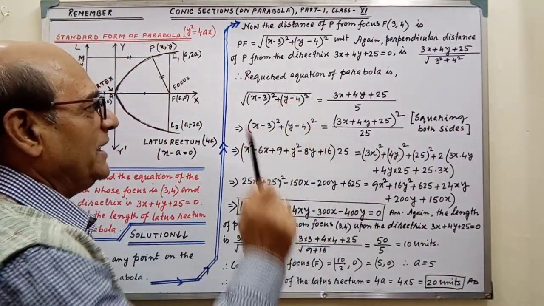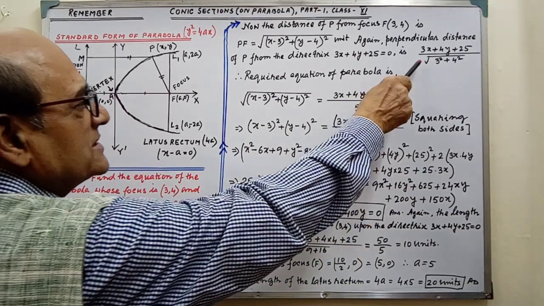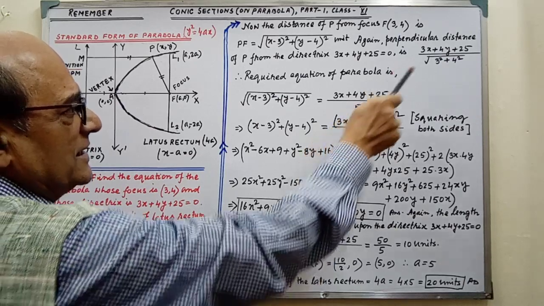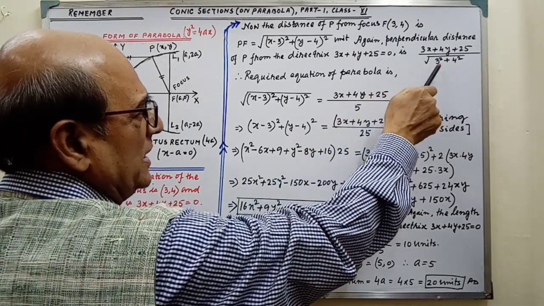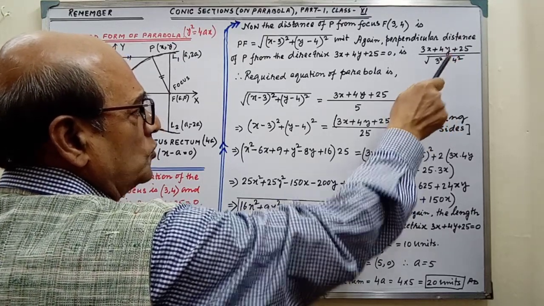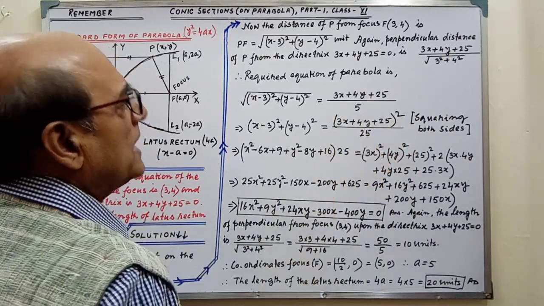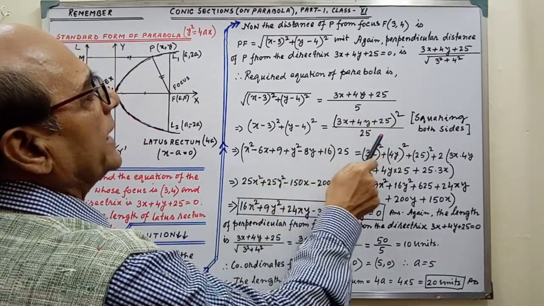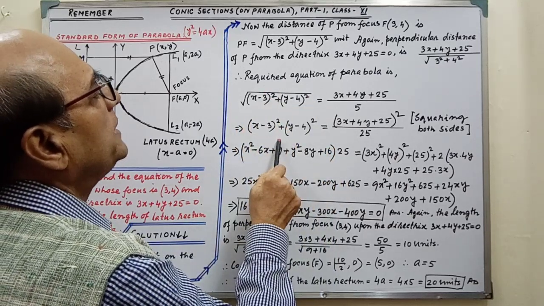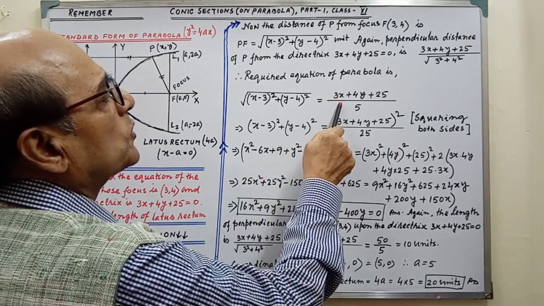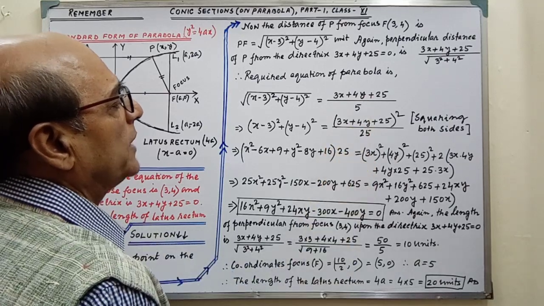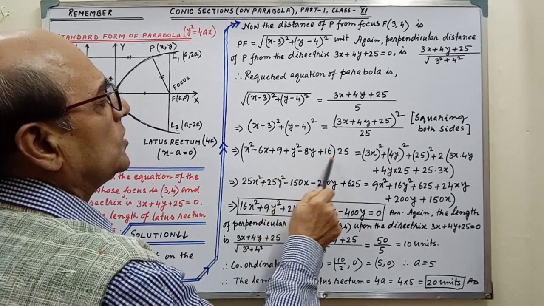Now the required equation of parabola means this distance equal to this distance, according to the definition. Root over 3 square plus 4 square, that is 9 plus 16, so it will be root over 25, that is 5. Now squaring both sides, root and square will be eliminated, and here 3x plus 4y plus 25 whole square, and square of 5, that is 25. Now by cross multiplication we get this.